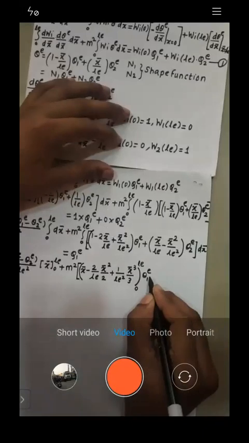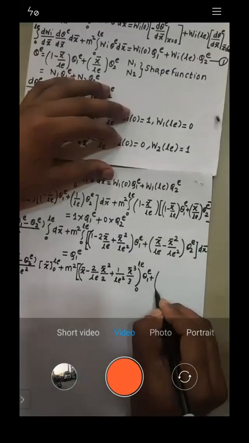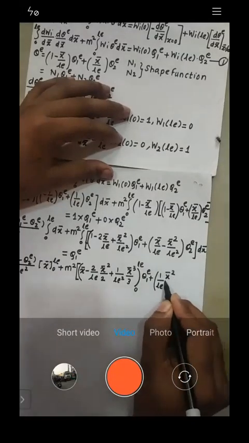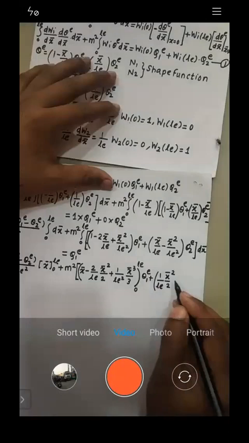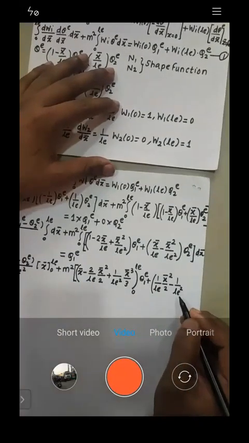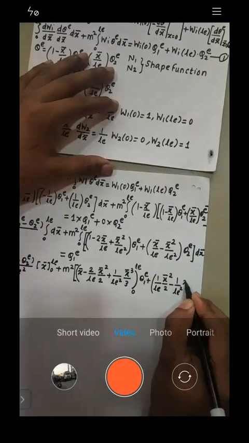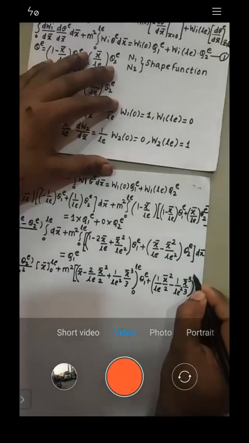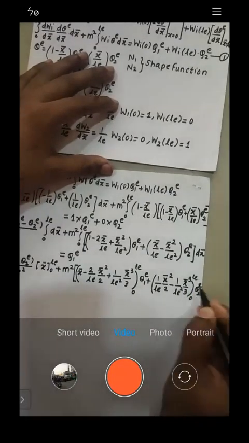Plus integrate this second value, 1 by LE as it is, right? X bar square by 2. Is it okay? Yes or no? Minus 1 by LE square as it is, x bar cube by 3. For theta 2E, what will be the limit? 0 to LE. Theta 2E.